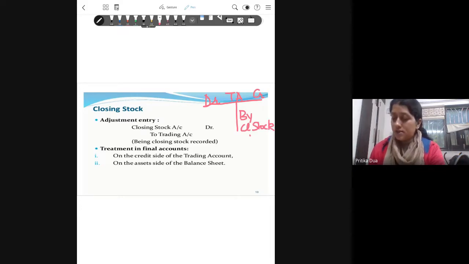Now if you are asked to pass a journal entry on this basis, what is the first thing you see? Trading account is credited by closing stock.